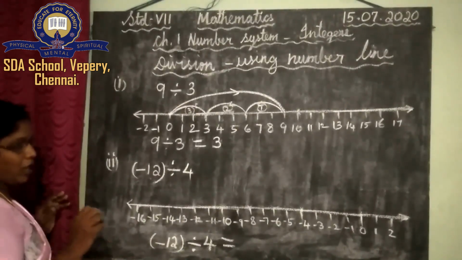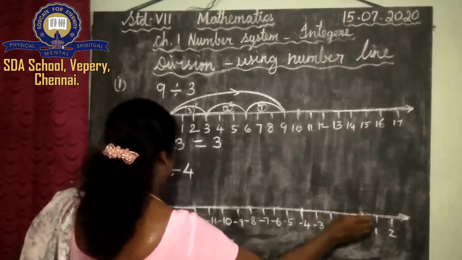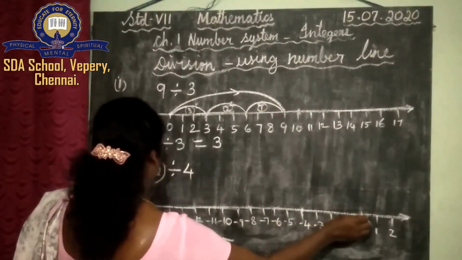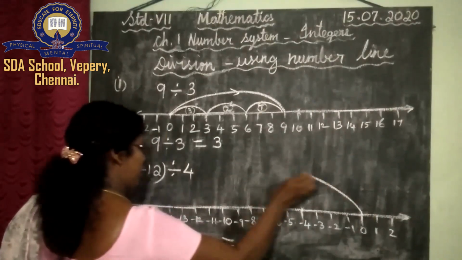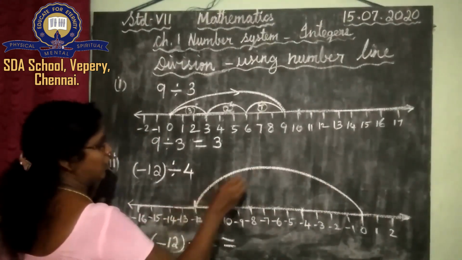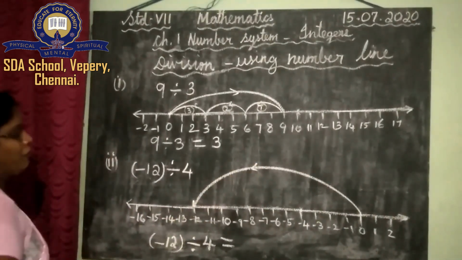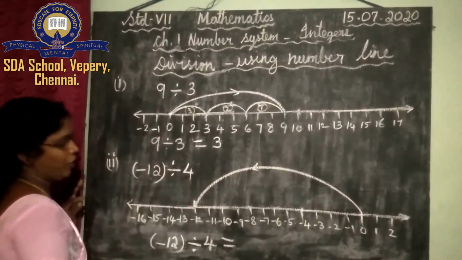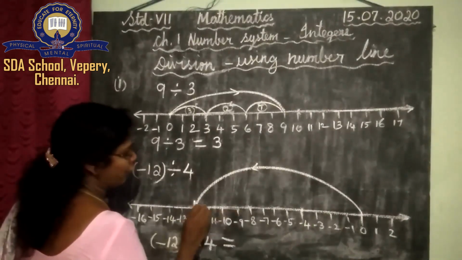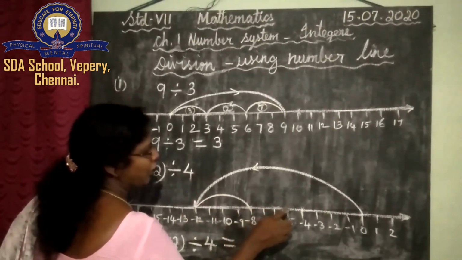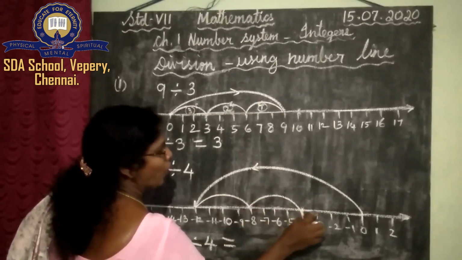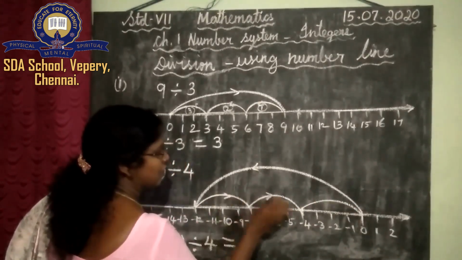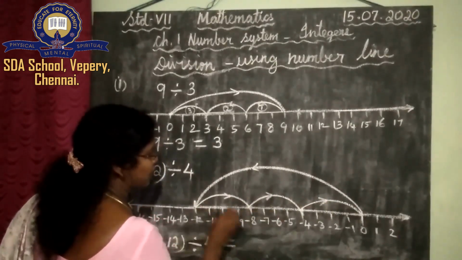Always we must start with what? 0, and pass on to, it is what? Minus 12. So we have to come to our left side. So where is minus 12? From here come to minus 12. Then from here, how many units do we have to count and go? 4 units. 1 2 3 4. 1 2 3 4. 1 2 3 4. So how many times does it come? See, it travels on the opposite side.